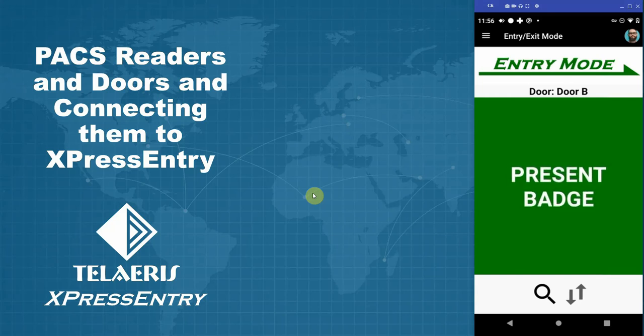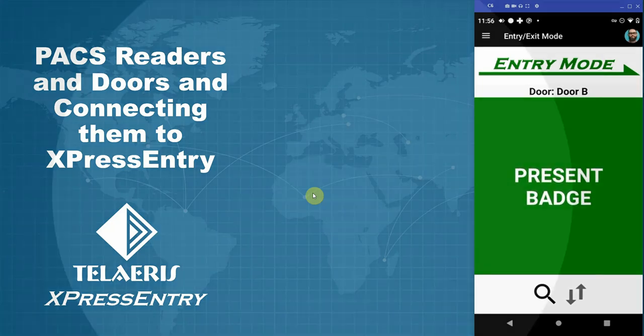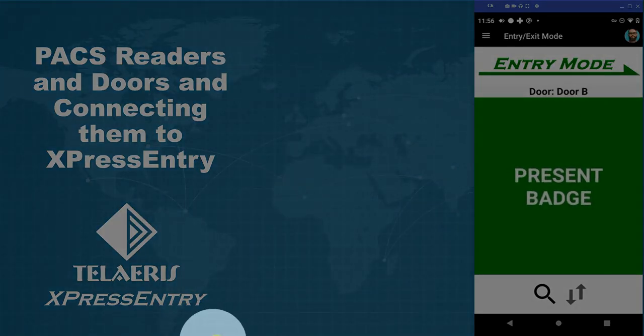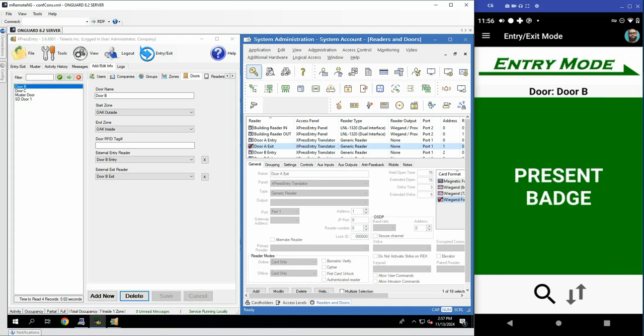In this video, we'll be talking about physical access control readers and doors and showing you how to connect them to XPressEntry. We assume in this video that you have XPressEntry and I have my handheld installed, you see on the right hand of my screen, and I'll be using a remote system to demonstrate a physical access control linked into XPressEntry. In this case, I'll be using Linnell.